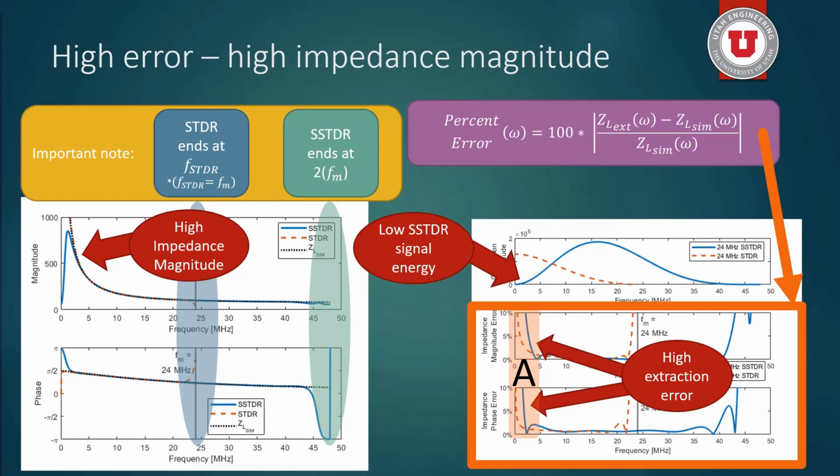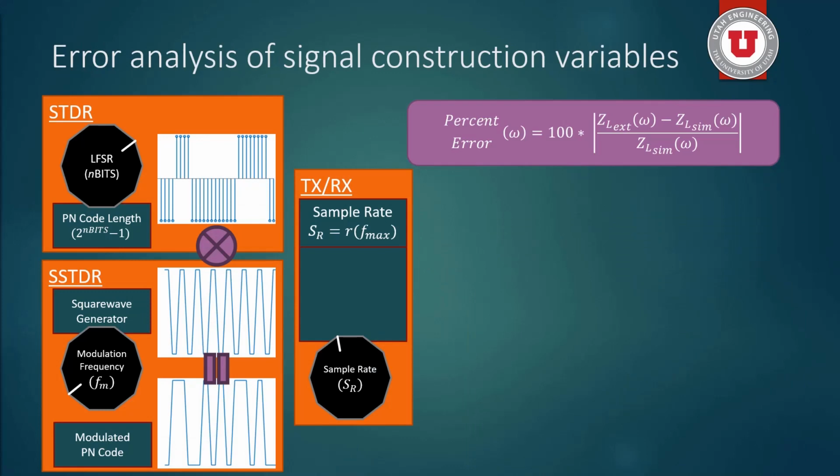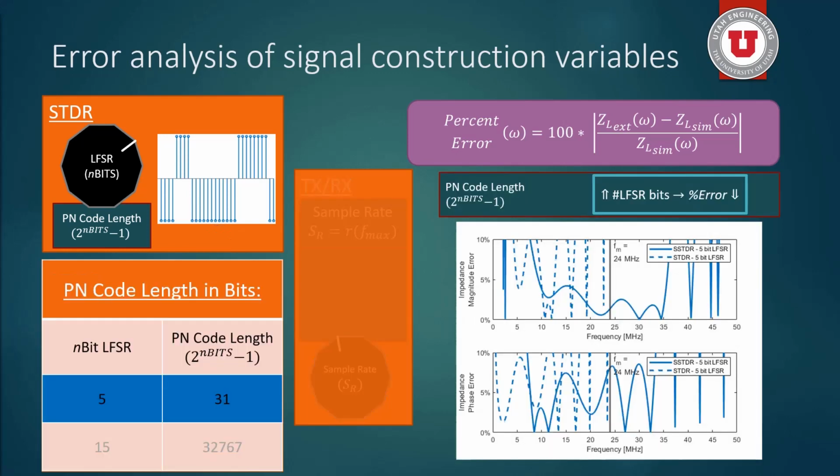In the next portion of this presentation, I'll cover a few STDR and SSTDR device construction variables that play a large role in impedance extraction accuracy. The three device variables I'll focus on are PN code length, modulation frequency, and transmission and receiving sample rate. The PN code length is directly determined by the number of flip-flops in the linear feedback shift register and follows the convention of 2 to the n bits minus 1.